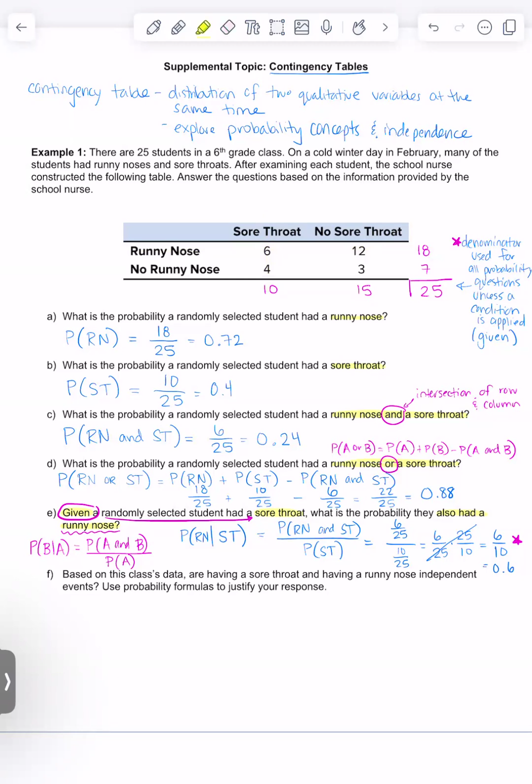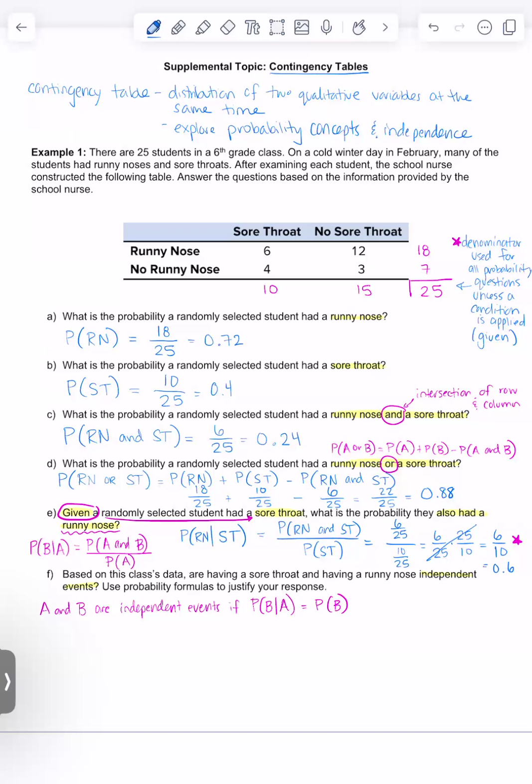One more question, we're almost there. Based on the class's data, are having a sore throat and having a runny nose independent events? Okay, we're going to go back to an original rule back in chapter 5. The rule from chapter 5 said A and B are independent events if the probability of B given A is equivalent to the probability of B. So what this means is that A has no impact on B. Okay? If the probability of B given A is simply equal to the probability of B, then it does not matter if event A already happened or is a condition to this probability.